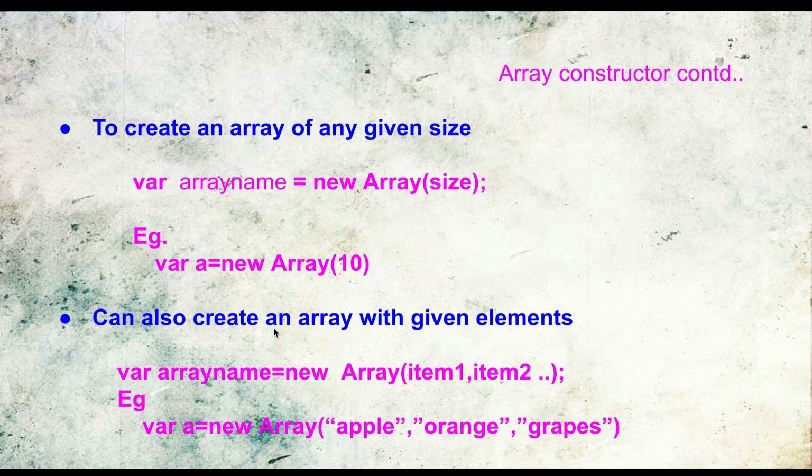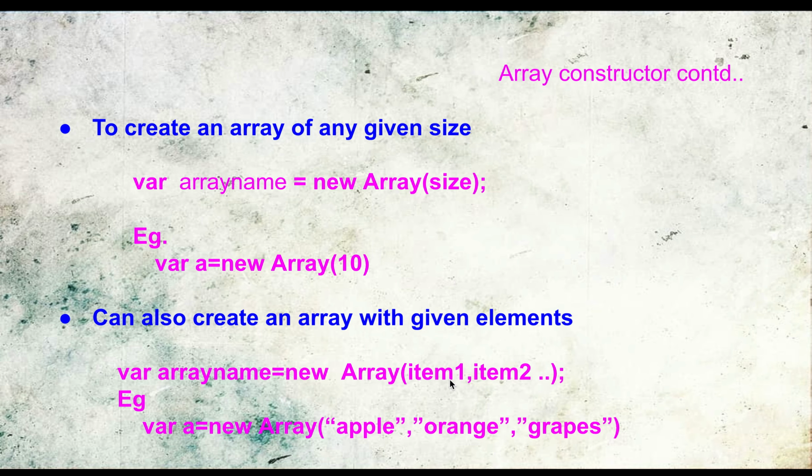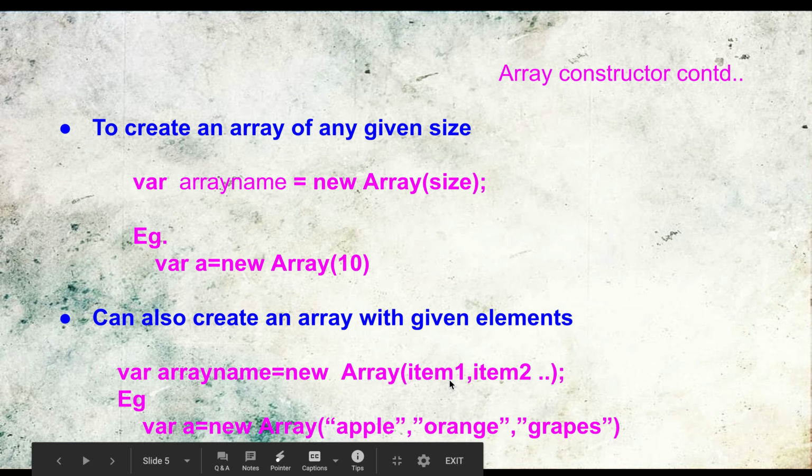You can also create an array with given elements. That is done using the syntax where array name equal to new Array, give the elements based on the type of elements you give them. If it is a string, you have to give within single or double quotes. Otherwise, and if it is a number, you can give it without quotes. An example is done here where A is equal to new Array of the elements, which are fruits.